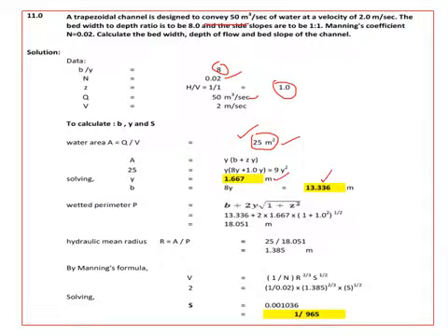So bed width is calculated, depth of flow is calculated, so we require bed slope. So that's the reason why we are going for the calculation of hydraulic mean radius, because knowing b and y, you can calculate perimeter, which is b plus 2y into root of 1 plus z square. Hence it enables us to calculate hydraulic mean radius, which is 1.385. So use the Manning's equation. So V is equal to 1 by n R to the power of 2 by 3 and S to the power of half. So hence the bed slope can be calculated, which comes to 1:965.